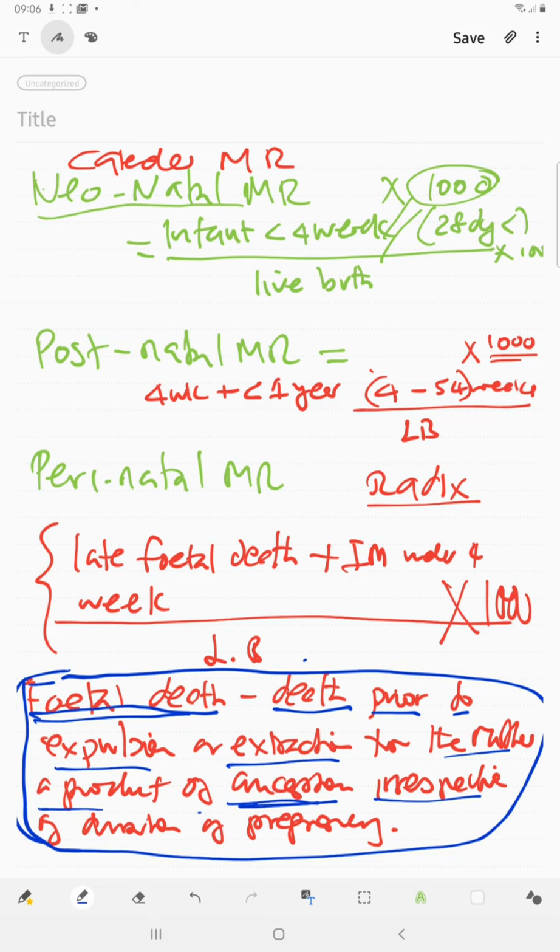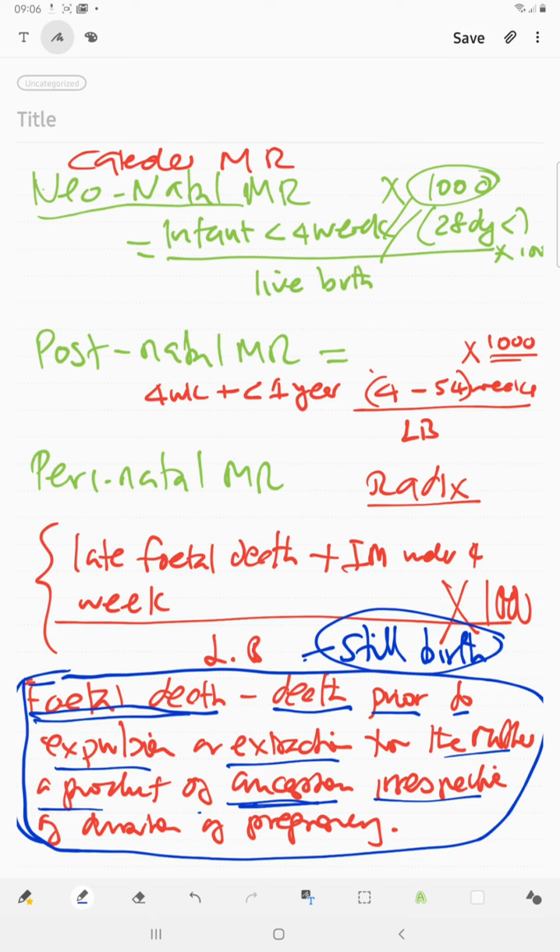So when the fetus is separated from the mother, it does not breathe or show any other evidence of life, like a beating of the heart, pulsation of the umbilical cord, or voluntary movement. That is regarded as a fetal death, or sometimes it is called stillbirth. So we call them stillbirth.